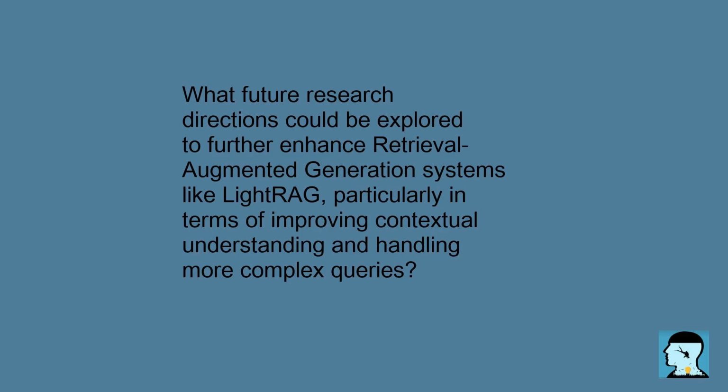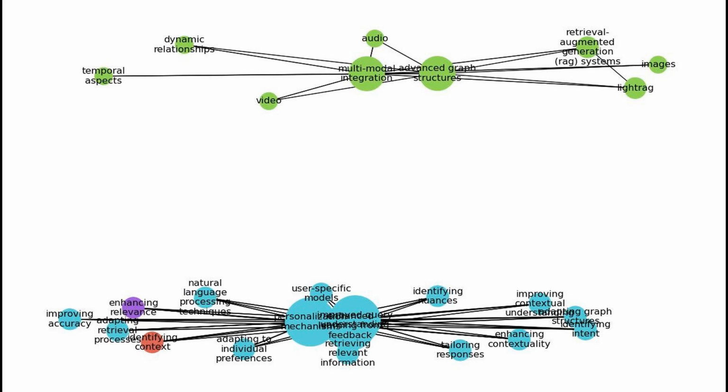What future research directions could be explored to further enhance retrieval-augmented generation systems like LightRAG, particularly in terms of improving contextual understanding and handling more complex queries? There are several promising future research directions that could further enhance retrieval-augmented generation, RAG systems like LightRAG, particularly in improving contextual understanding and handling more complex queries.